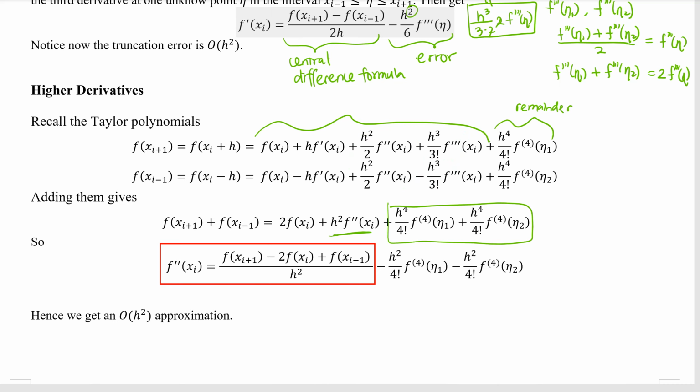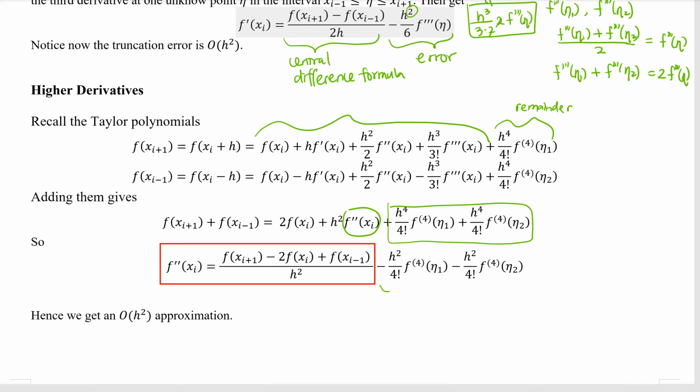Okay? And when we solve for f prime prime, how do we do it? We can move the 2f of xi to the left, and move this error term to the left, and then we divide it by 2. Oh, sorry, we divide it by h squared. So that's why you have f of xi plus 1 minus 2f of xi plus f of xi minus 1 divided by h squared. And you can see this error, when we move to the other side, it becomes negative. And when we divide it by h squared, well, h to the 4th now becomes h squared. So far, so good, everybody?